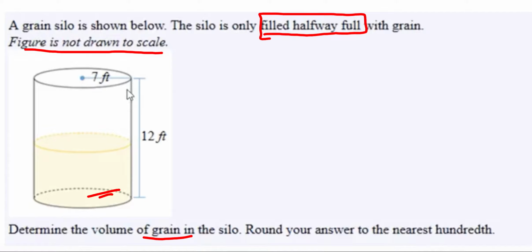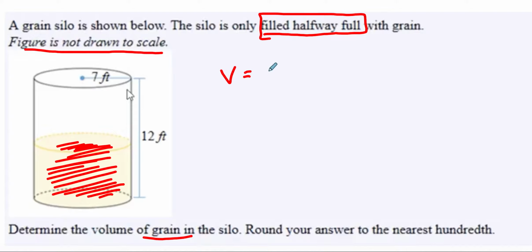I know that I'm being asked for it to be filled. When I'm being filled, I know that is volume. I know that volume is the area of the base, pi r squared, times the height. I can solve this just like I would anything else. Volume equals pi times 7 squared times 12.